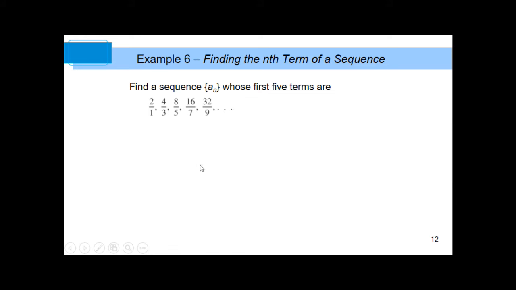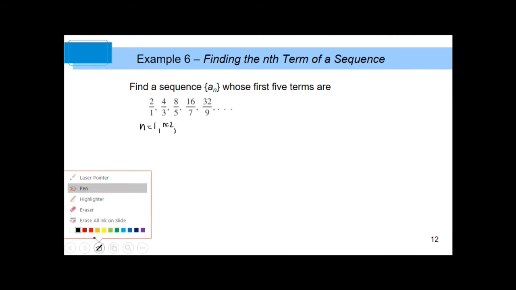look at this sequence. Find a sequence a sub n whose first 5 terms are 2 over 1, 4 over 3, 8 over 5, 16 over 7, 32 over 9. So often when you have fractions like this, you kind of just think of it as 2 separate sequences. So we're going to try to find an expression that would give us the pattern in the numerator, and then an expression that gives us the pattern in the denominator, keeping in mind that we need to match up that pattern with n is 1, n is 2, and so on.